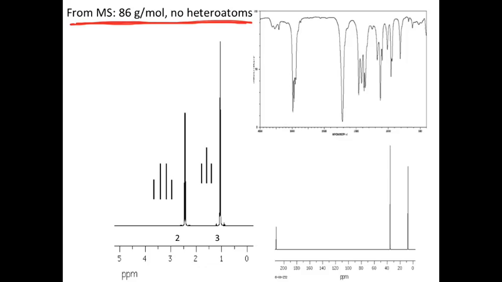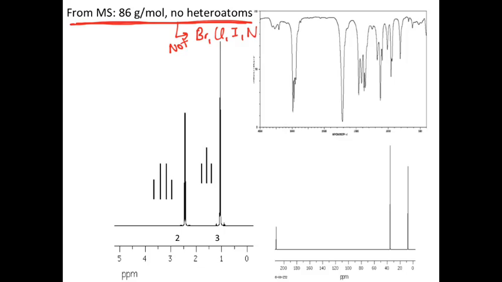We don't know oxygen from mass spec. So in this case, our no heteroatoms is really only referring to bromine, chlorine, iodine, and nitrogen. Those aren't present. And we can't draw any other conclusions from our mass spec about oxygen or fluorine.